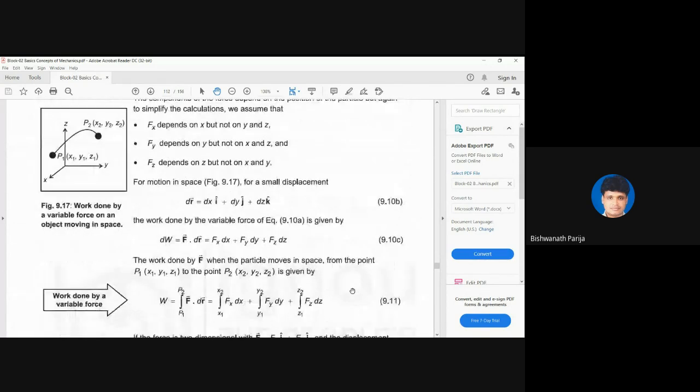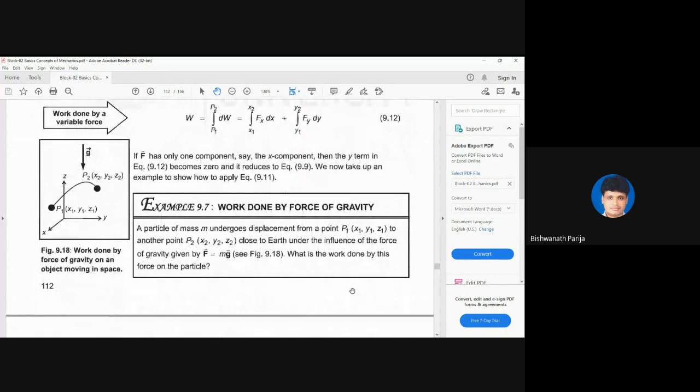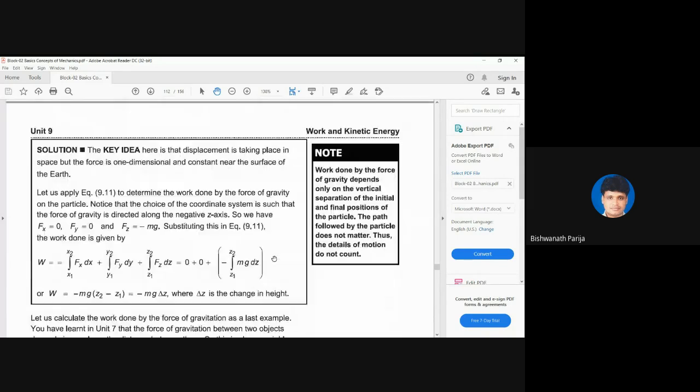Then you solve this type of question in your spring force. Work done by force, work done by the force of gravity. The work done is equal to the loss or gain of potential energy. Work done by gravity: the force here is mg. Work done by gravitational force.